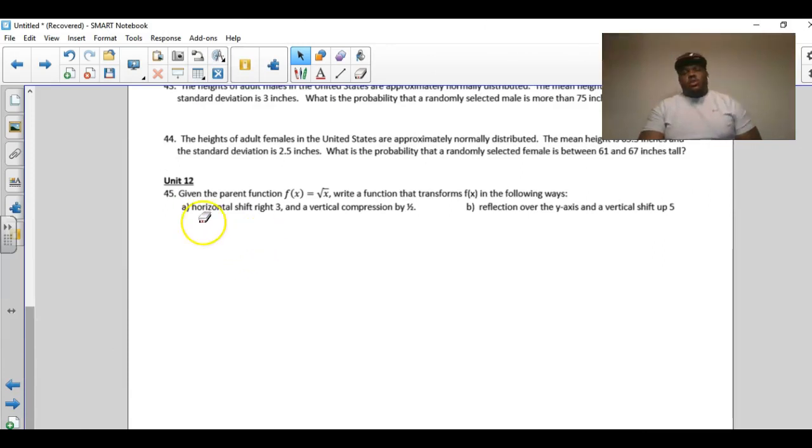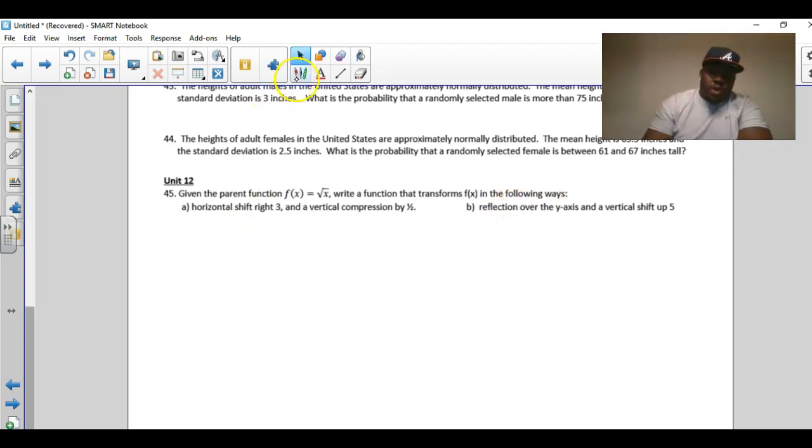All right, guys. So Unit 12 starts right here at number 45. Let's see what Unit 12 is talking about. Given the parent function f of x equals the square root of x, write a function that transforms f of x in the following ways.